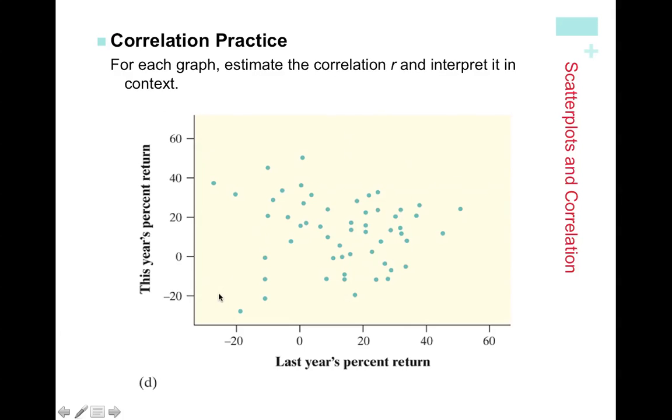So let's start here. I would say that this data has a correlation coefficient pretty close to 0, because there is no real trend to this data. And what that means in terms of the interpretation, last year's percent and this year's percent return, I'm talking taxes here. This year I got 0% back. Last year maybe I got 0% back, maybe I got 60% back. One doesn't relate to the other. There is no correlation between last year's percent return on your taxes and this year's percent return.